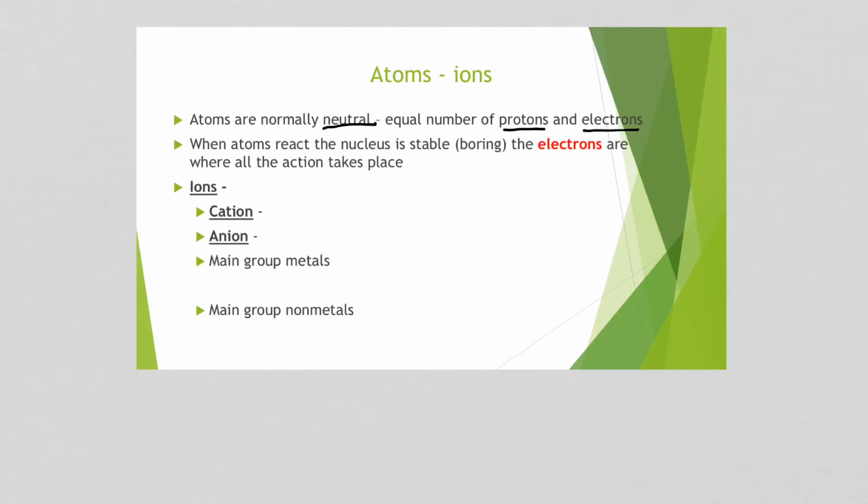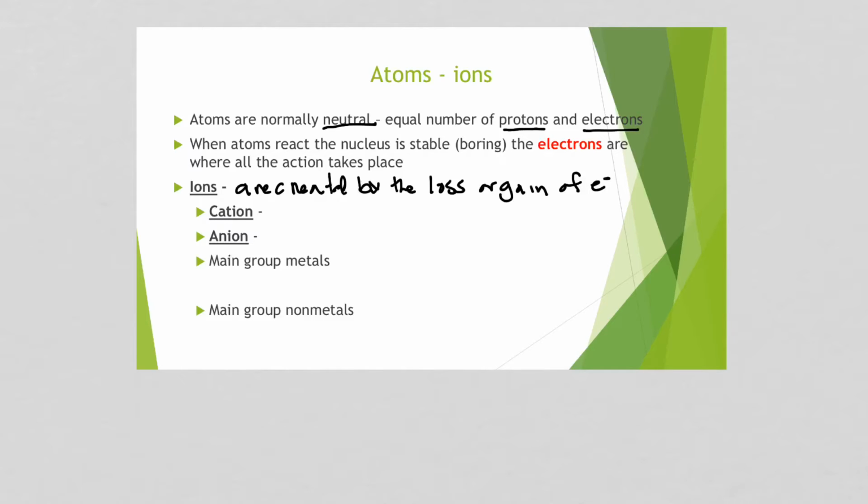So when atoms react, the nucleus is very stable, right? It's kind of a boring part of the atom, right? It doesn't really do much in a chemical reaction at all. But the electrons are where all of the chemistry takes place, right? That's where the action is. And so in a lot of chemical reactions, electrons are either lost or gained. And so ions are created by the loss or gain of electrons.